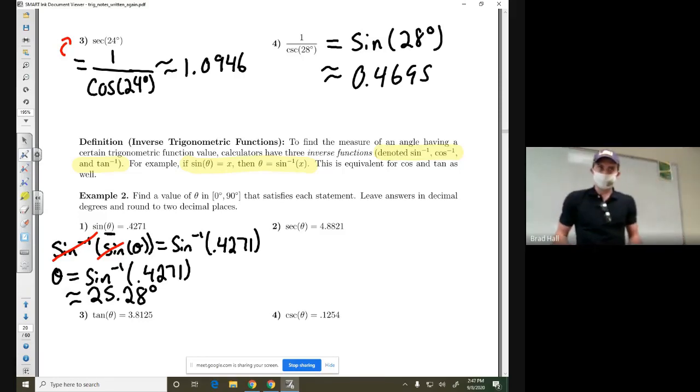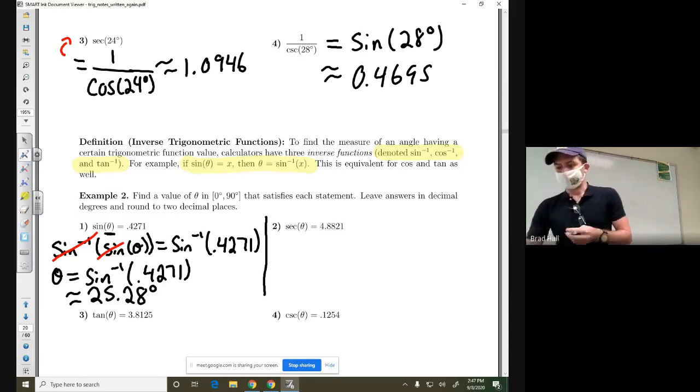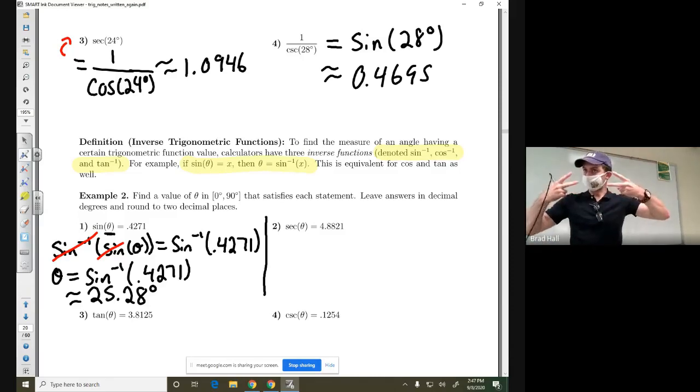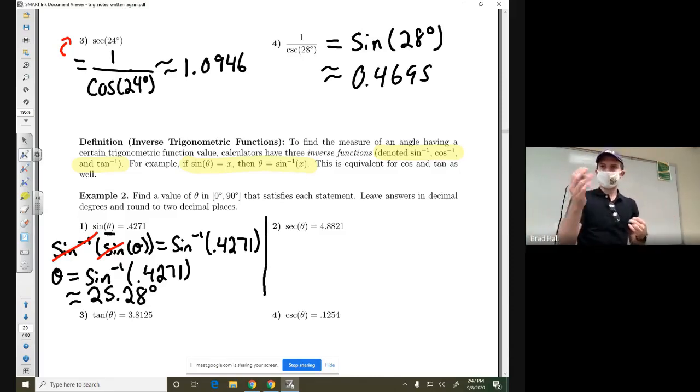So hopefully everybody got the same thing, because if so, the next few should be pretty straightforward. Problem 2, well, the problem with problem 2 is that secant inverse is not in the calculator. Moving secant to the other side isn't so easy. So instead, what we have to do is flip both sides, reciprocate both sides, like we did on the last problem of the previous section.